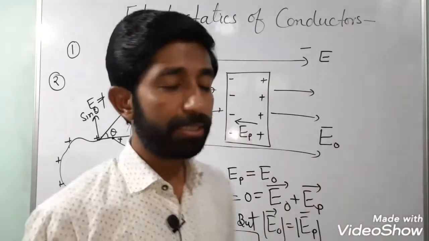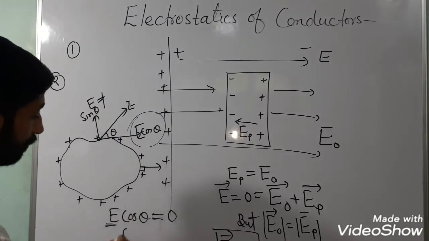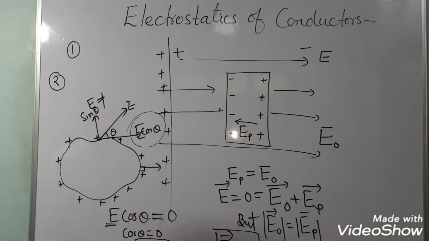And if the horizontal component gets 0, then what happens? This cannot be 0. So cos theta must be 0, and if cos theta is 0, then theta must be 90. Is it understandable?